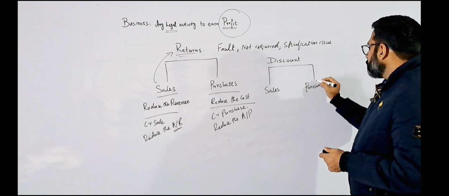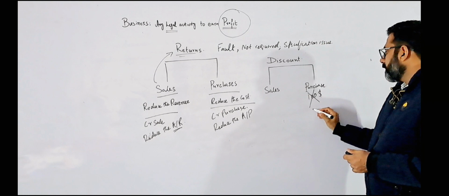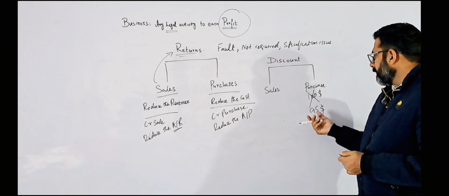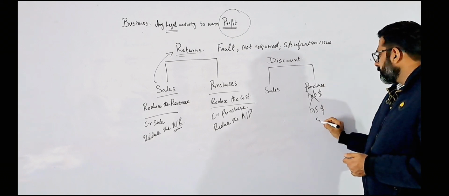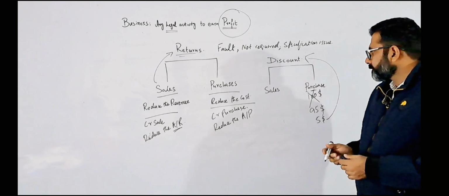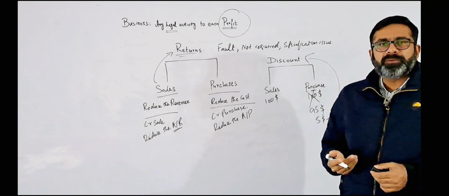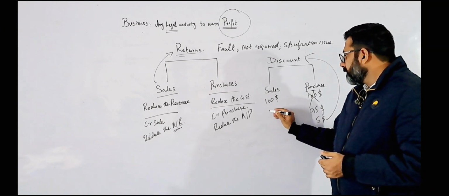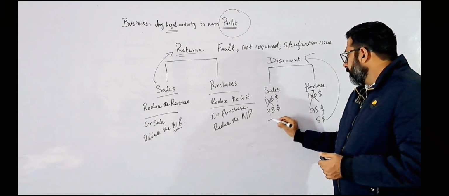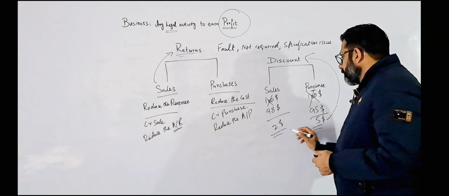For example, actual amount is $100, but you are not paying $100. Let's say you are paying only $95. So the $5 is what here is a discount on the purchases. Now the same thing, for example, if you are selling the goods for $100, but the customer is paying you, let's say $98, it means there is a $2 discount you are giving to the customer.